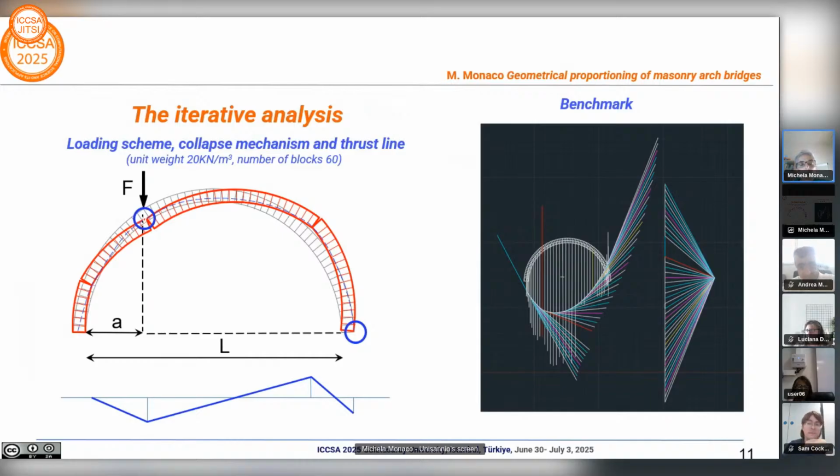The work equation has been considered as the equilibrium equation, and the final check has been made by verifying that the thrust line lies in the arch and touches extrados and intrados in the chosen sections. This is one of the constructions.